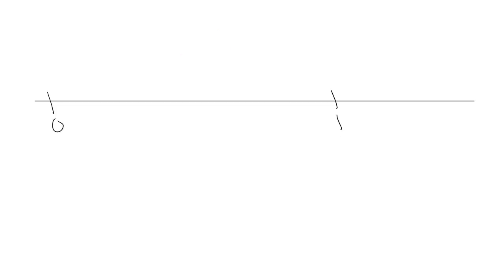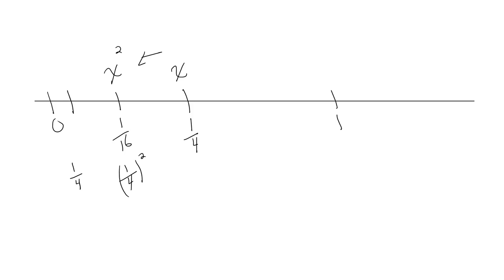Well, let's pick a number here. Suppose x is 1/4. X squared is what? 1/4 times 1/4 is 1/16. So x squared is actually smaller than x. So when x is a positive fraction, x squared is actually smaller than x. And how about x cubed? 1/4 cubed? That's going to be 1 over 64. So that's going to be even smaller than x squared.